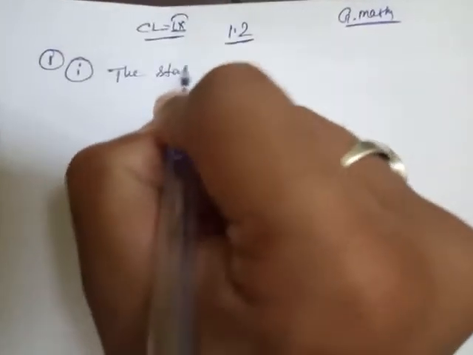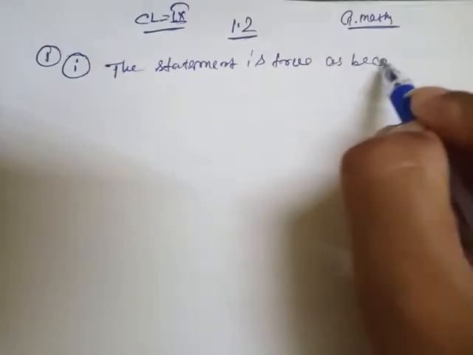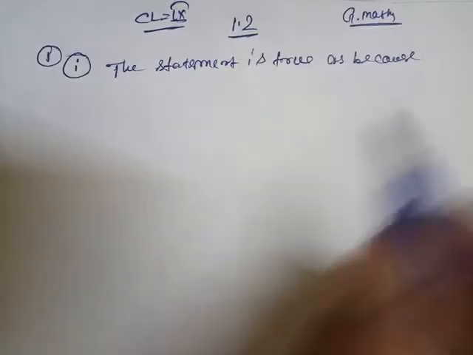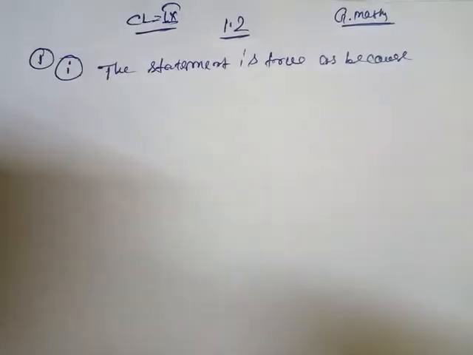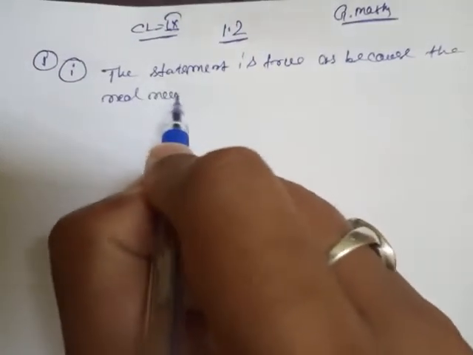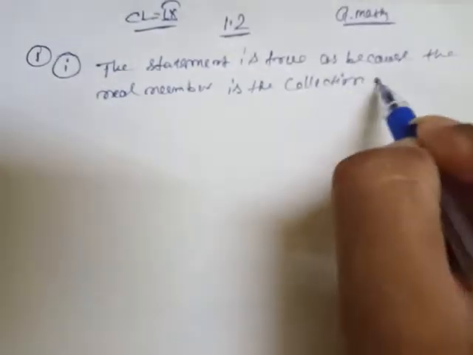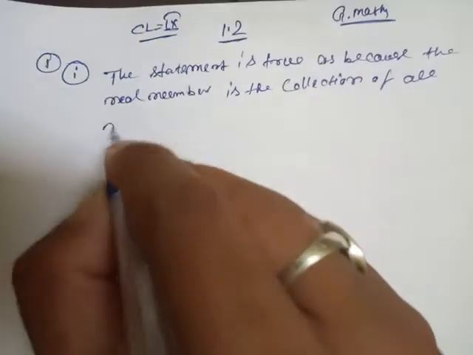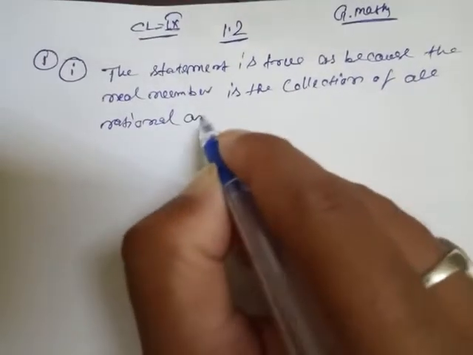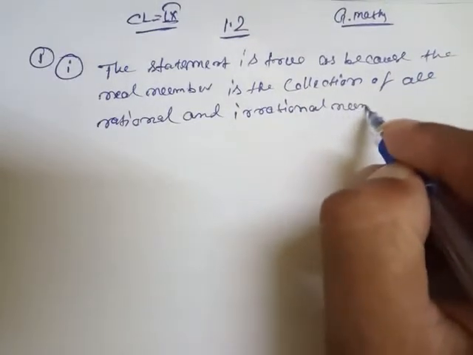We'll write here that the statement is true, as the real number set is the collection of all rational and irrational numbers.